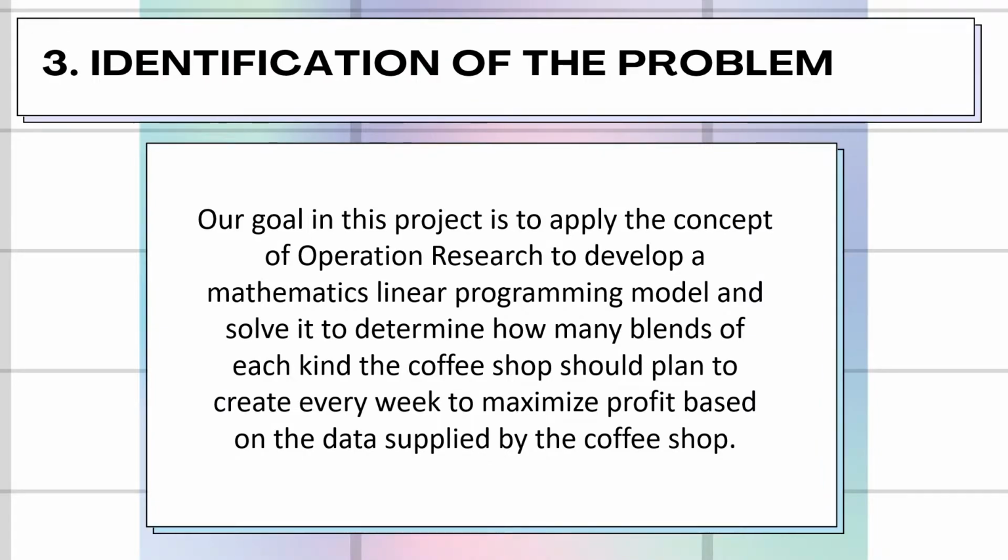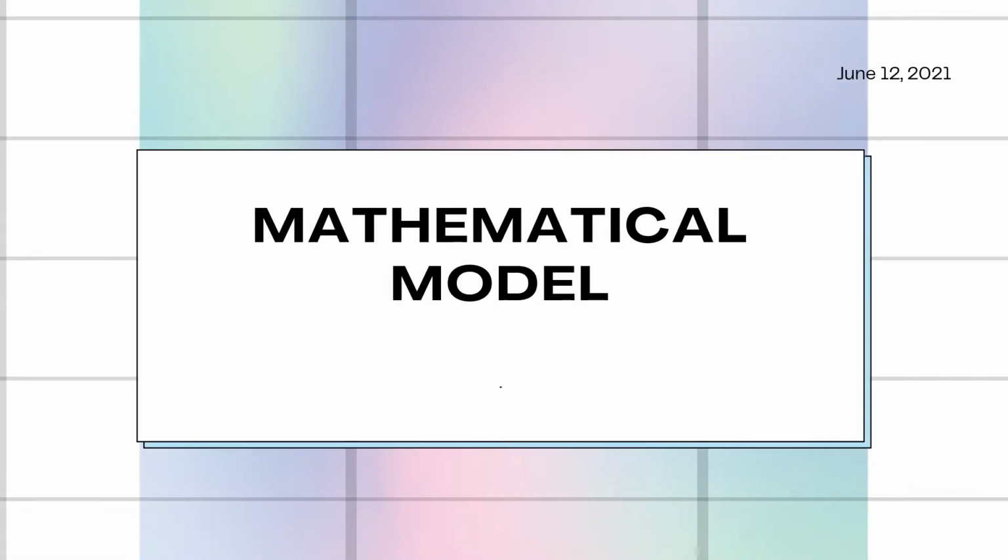And the next part is the identification of the problem. Our goal in this project is to apply the concept of operation research to develop a mathematical linear programming model and solve it to determine how many pounds of each kind the coffee shop should plan to create every week to maximize profit, based on the data supplied by the coffee shop. Next is the mathematical model. I will let my friend continue our presentation.